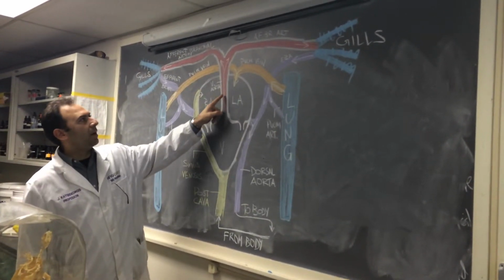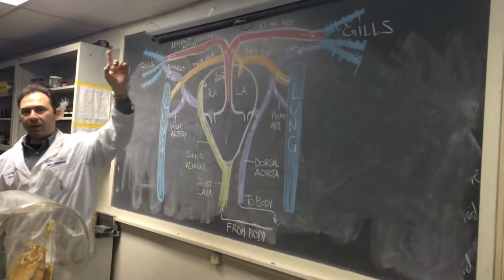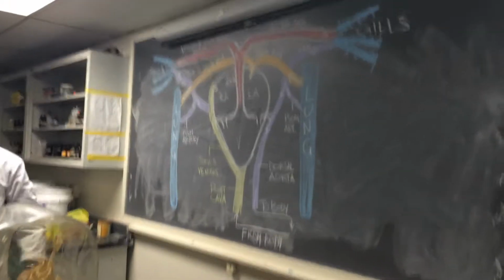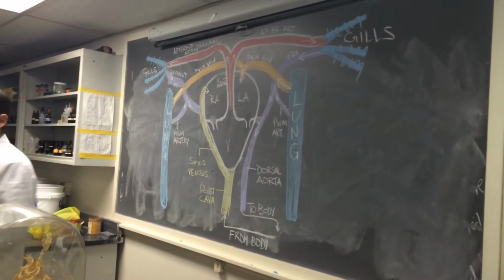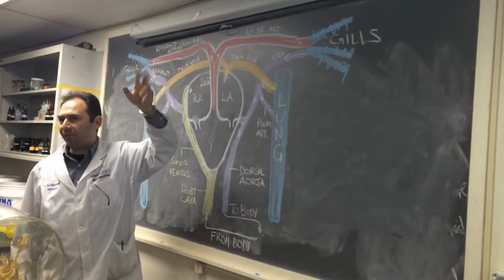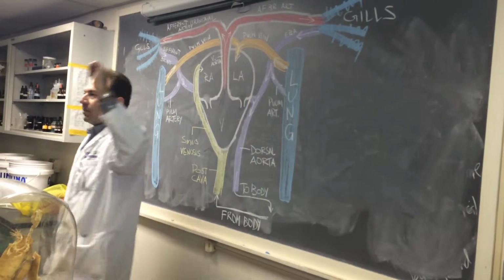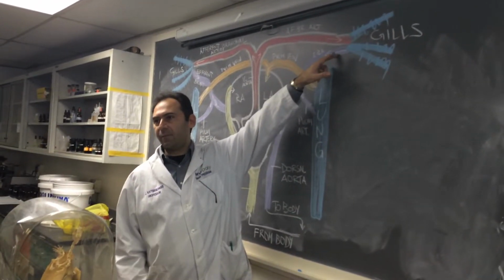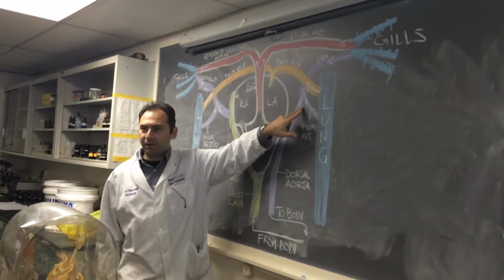All right, so the ventral aorta comes out and branches off into left and right afferent branchial arteries. Branchial arteries bring blood to the gills. Afferent means it's going to the gills. Coming out of the gills, that would be efferent. So the efferent branchial arteries take blood from the gills and bring it back into the circulatory system where it branches.